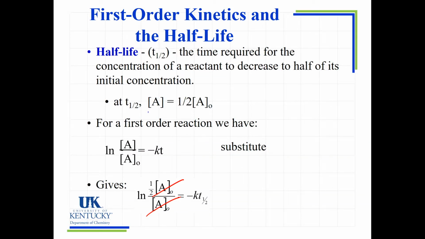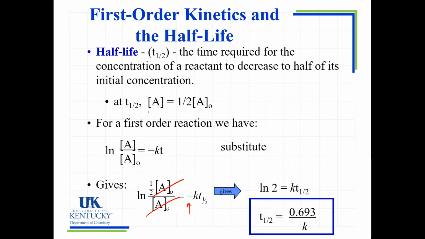Now, the next line that we see seems a little bit strange. It has a 2 instead. But notice that my minus went away. The natural log of 1/2, with the sign changed, would be the same as the natural log of 2. And then we continue and solve for t 1/2, and we have this equation. I'm going to put a box around it. It is a handy little equation. When do we use it? When we want to know the half-life of a first-order reaction, we will pull that equation out, and that will give us the half-life if we know the rate constant.